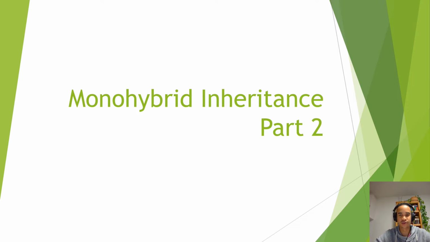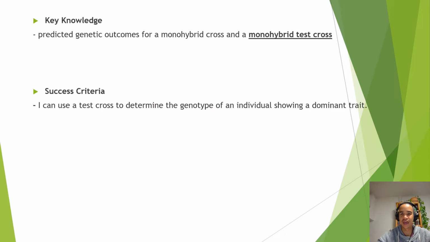Hello, Year 11. So we're continuing on with monohybrid inheritance. We've already talked about a monohybrid cross and Punnett squares, and now we're focusing on the second part of the dot point, a monohybrid test cross. We're going to discuss what a test cross is and the success criteria.